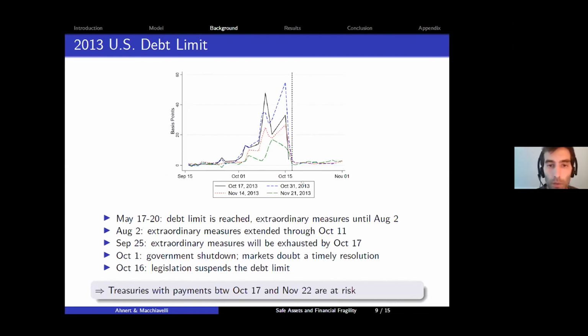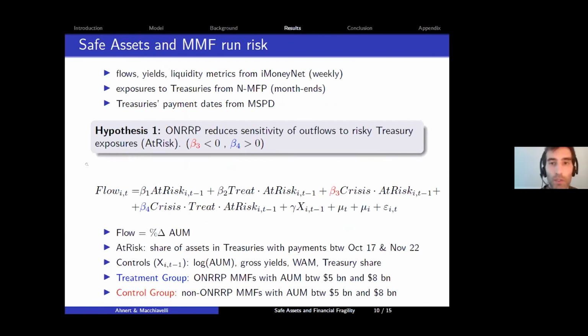So we'll use these securities as at-risk securities, and we'll trace these securities in the holdings of the money funds, and we'll look at the share of money fund holdings in these at-risk treasuries as the shock that we care about in the paper. So we use weekly flows and yields from iMoneyNet. We can trace the exposures to the debt limit crisis by using NMFP month-end reports, and we also get treasury payment dates from the monthly statement of public debt.